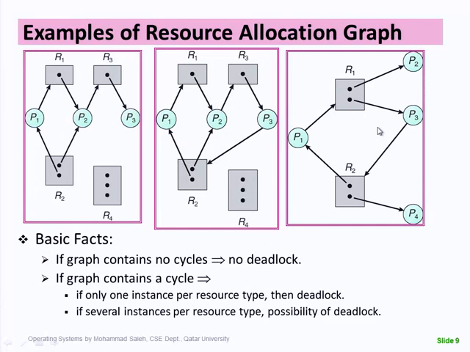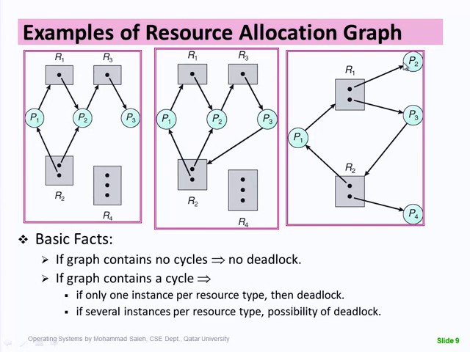Now looking at the third one, do you have a cycle? We have a cycle, and the cycle is basically R2, P1, R1, P3, R2, right? This is a cycle. However, I have multiple instances here. Now let's see the instance, for example, here for R1. Is it involved in a cycle? If not, then it's enough for you now to say that you don't have a deadlock situation.